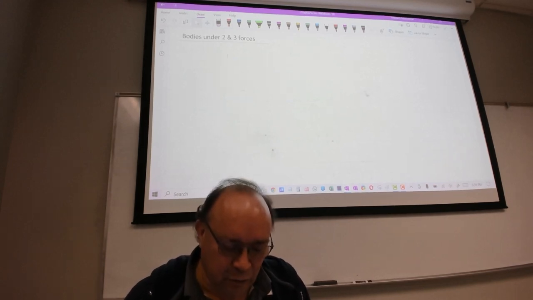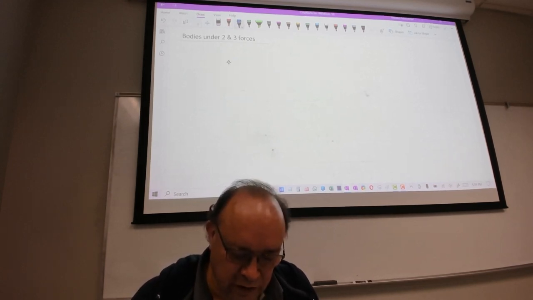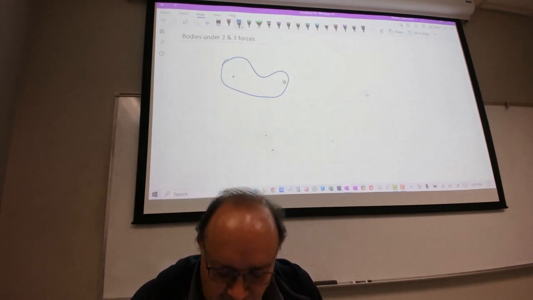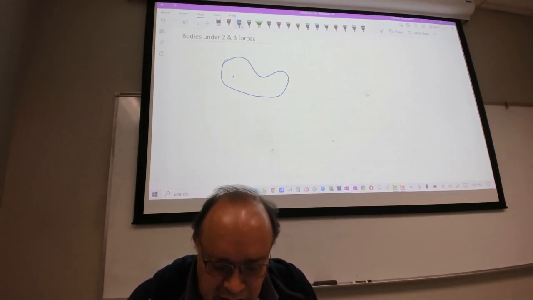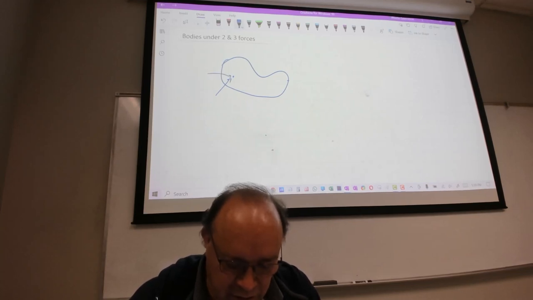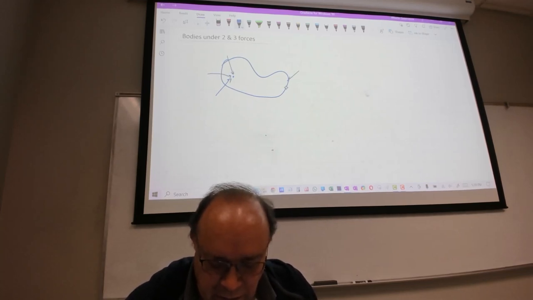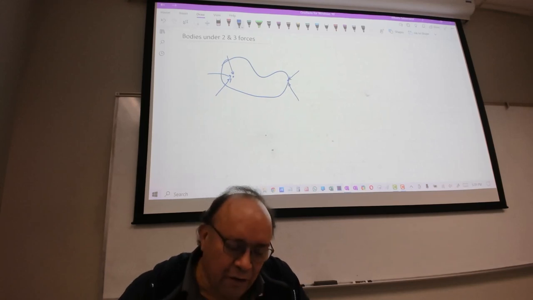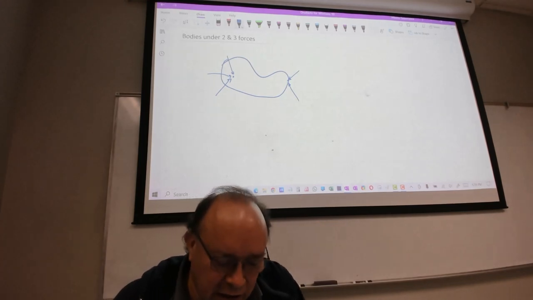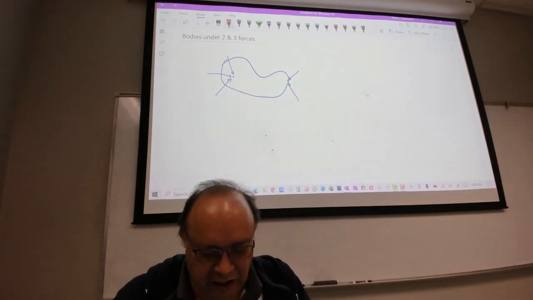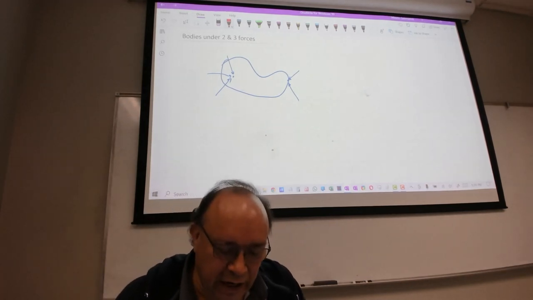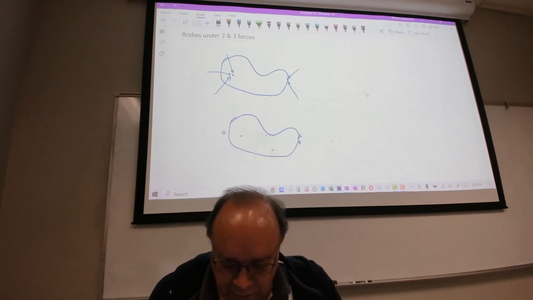This matter about bodies under two forces, imagine this is a body, any body. If a body has forces applied only in two points, let's say it has some forces here, some other forces here. Every time you have forces on one point, you can add all those forces and get a final resultant, right? I can add these three forces by any method. Rectangular components is the best one or something. You can always find, let's say, one force over here.